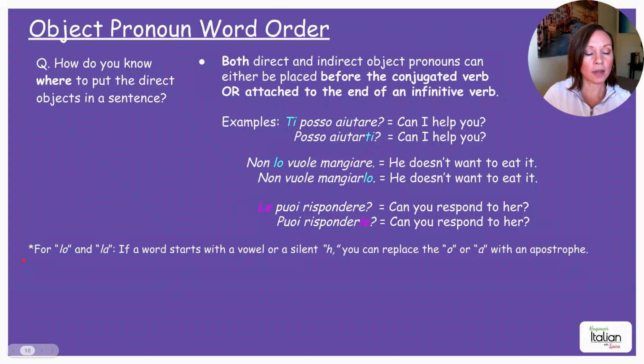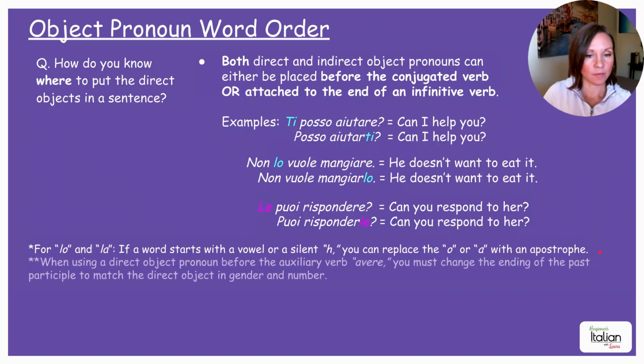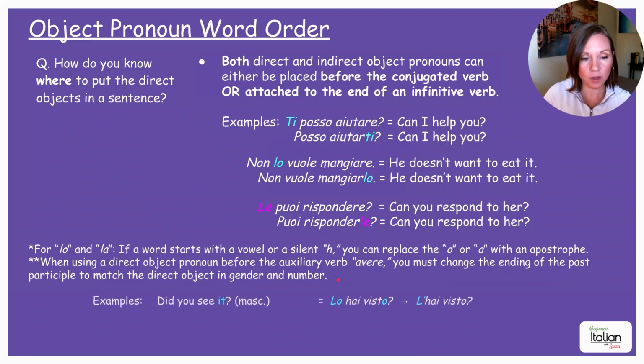For lo and la, if a word starts with a vowel or a silent H, you can replace the O or A with an apostrophe. When using a direct object pronoun before the auxiliary verb avere, you must change the ending of the past participle to match the direct object in gender and number. Okay, so we have some examples here.